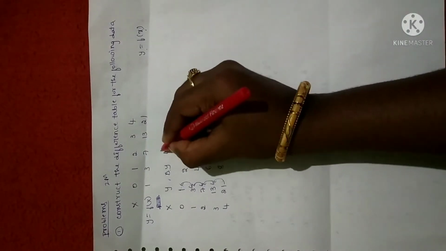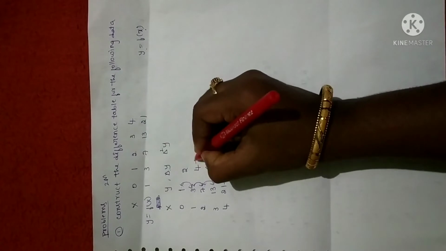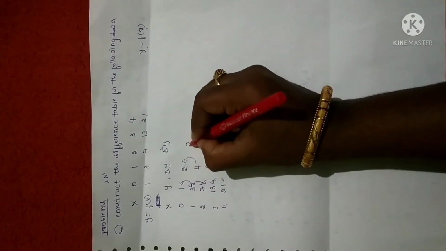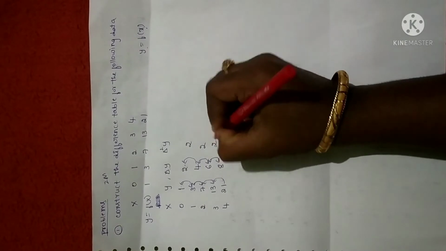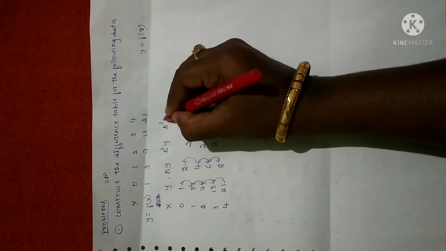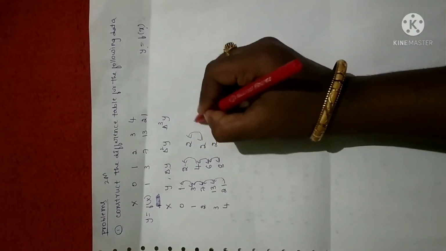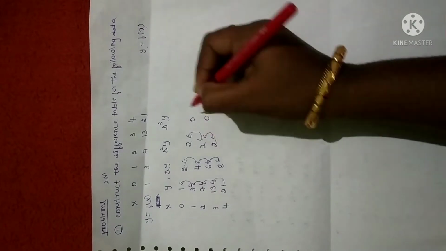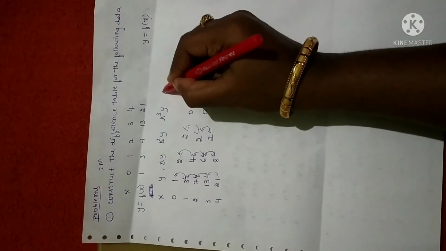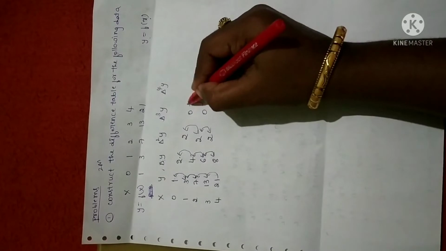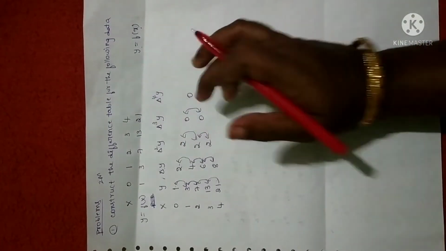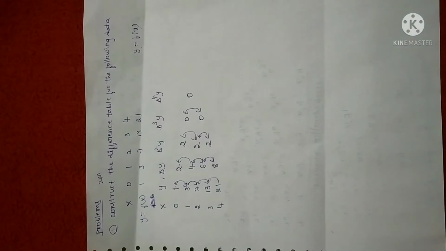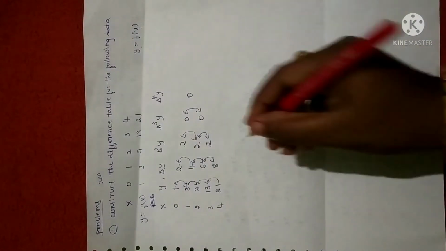Next, the second forward difference will be 4 minus 2, which is 2. 6 minus 4 is 2. 8 minus 6 is 2. Next, the third forward difference, delta cube y: 2 minus 2 is 0, 2 minus 2 is 0. Since we can calculate further, the fourth difference is 0 minus 0, which is 0. You can stop at this stage or continue up to here. Am I clear? So this is the forward difference table.